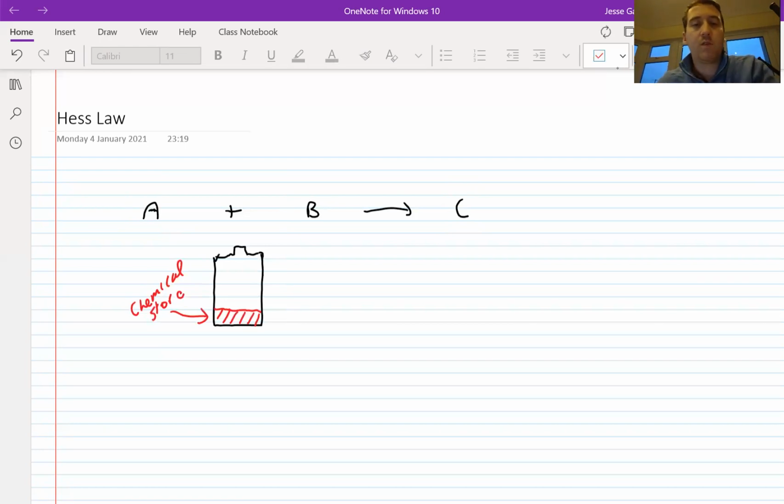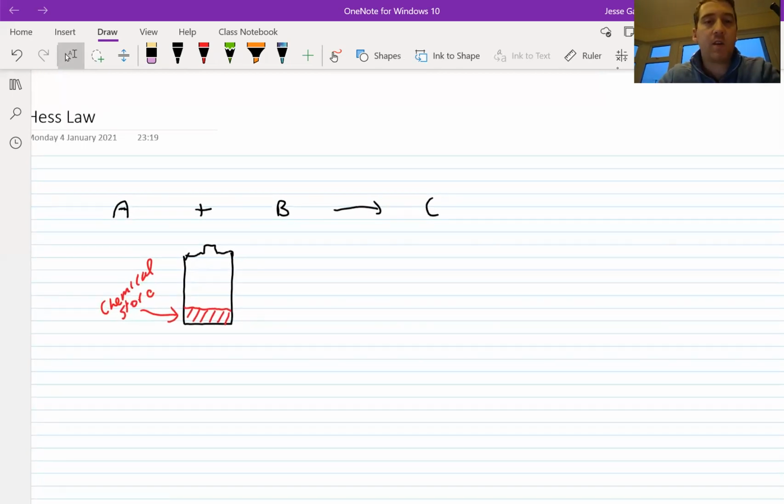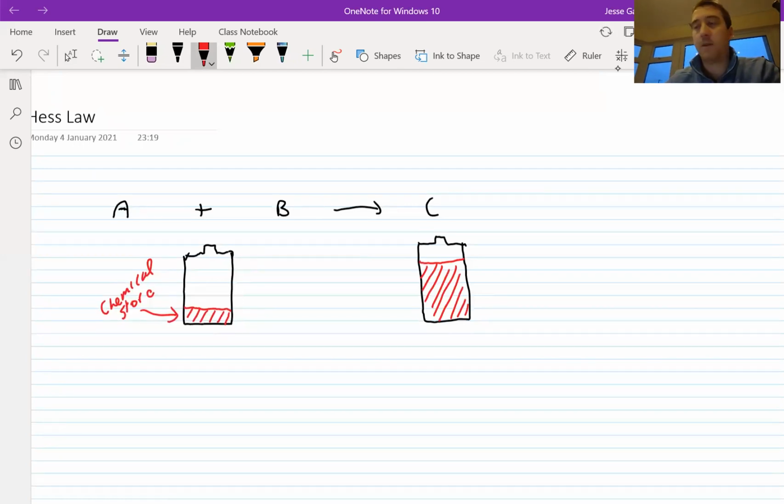So imagine a scenario where we've got A and B storing this amount of energy. This is a pretty small amount of energy. Say then we end up with a situation where we've got C, which is obviously also storing energy because it's a chemical. It's got energy in its chemical energy store. But all of a sudden we now have a lot more energy being stored in the bonds of this particular chemical. So A plus B gives us C.